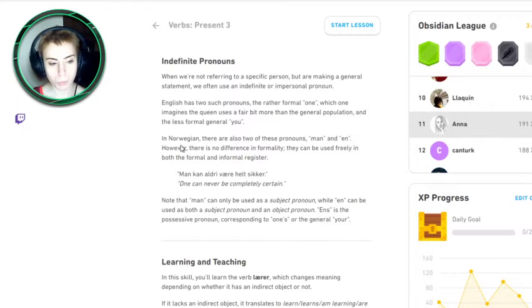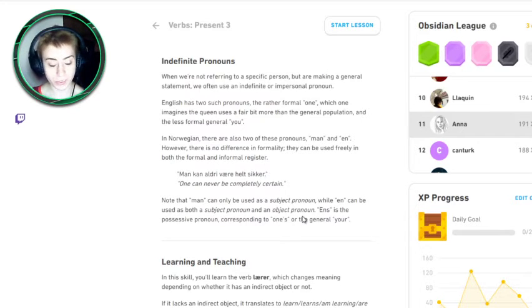We talk about the pronouns man and an. They're kind of like the English, well, we have two pronouns. One is "one," which is very, very formal. It's not used all that often, and the less formal "you." So man and an are the Norwegian equivalent, but one isn't necessarily more formal than the other. They can be used pretty freely. Man can only be used as a subject pronoun, while an can be a subject pronoun and an object pronoun.